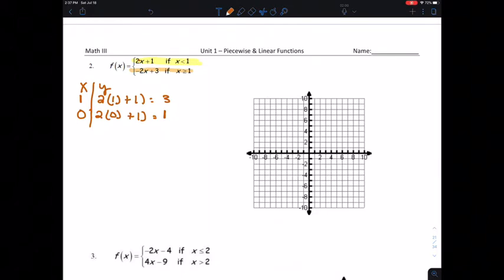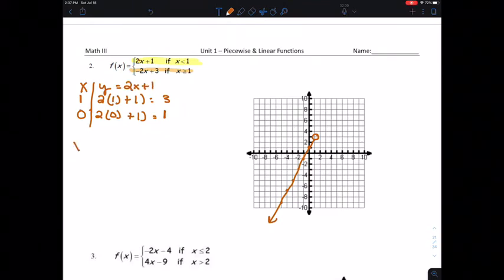So I'm going to start on when x is 1, y is 3, and it's an open circle. Then when x is 0, y is 1. My slope is 2, so I notice that I'm going down 2 and to the left 1. And we can just continue that pattern without computing more points. Okay?